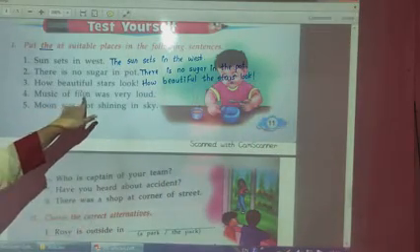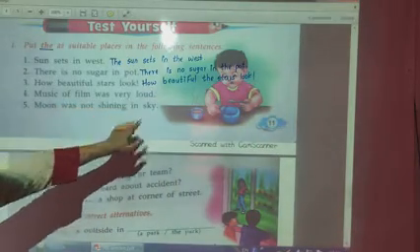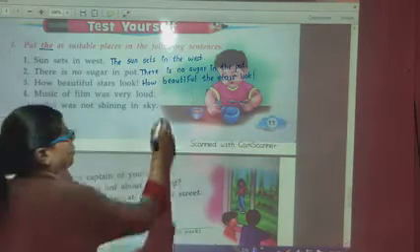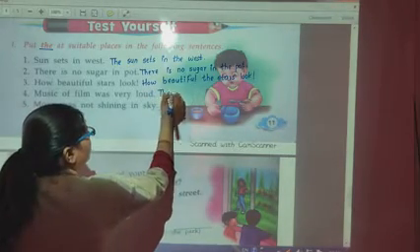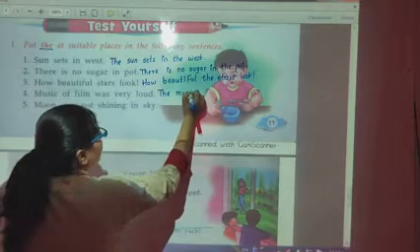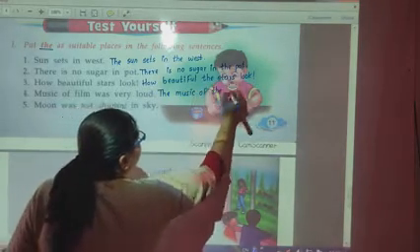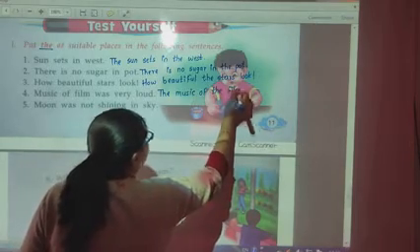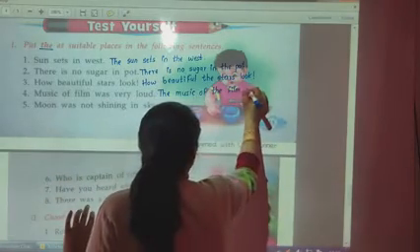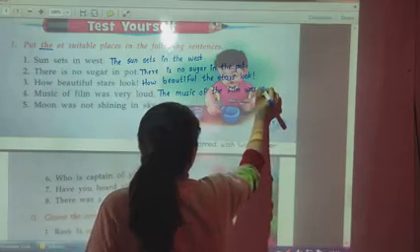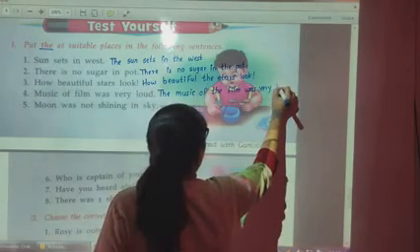Music of spring was very loud. The music of the spring. The music of the spring was very loud.